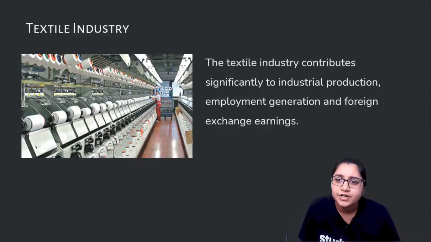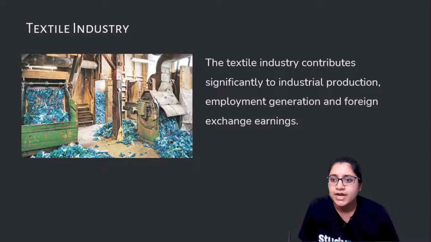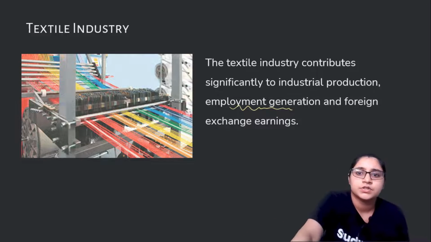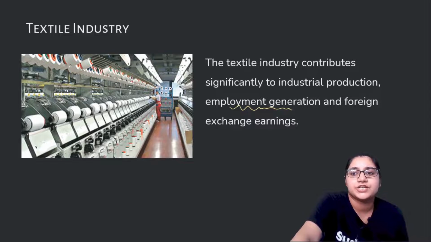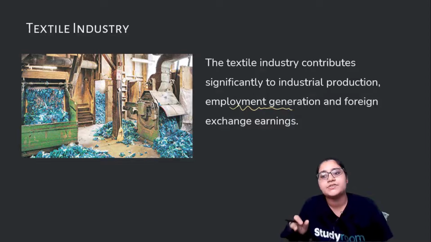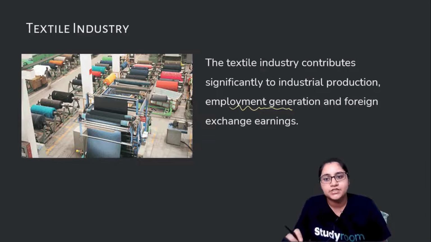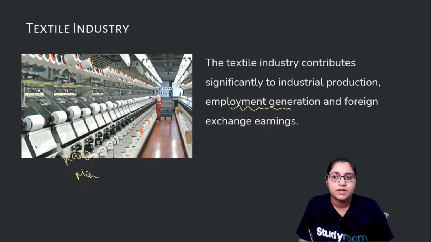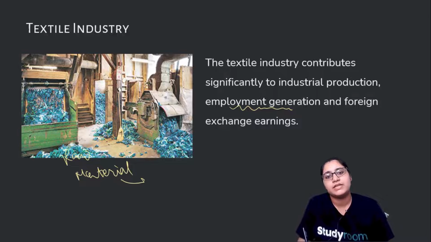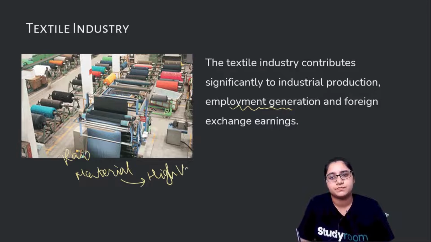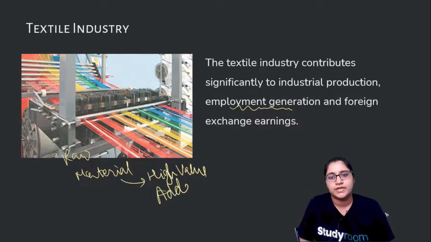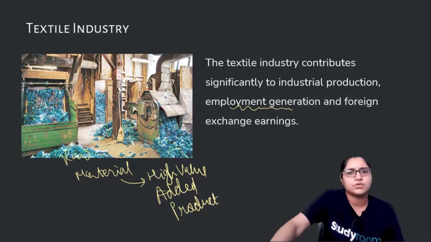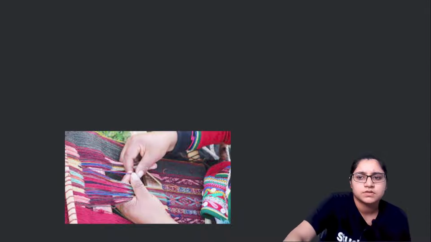The textile industry contributes significantly to industrial production and employment generation, and foreign exchange earnings. It is the only industry in the country which is self-reliant and complete in its value chain, from raw materials to highest value-added products. So these are self-sufficient. All other industries need some basic products like iron and steel, but clothes don't need it.